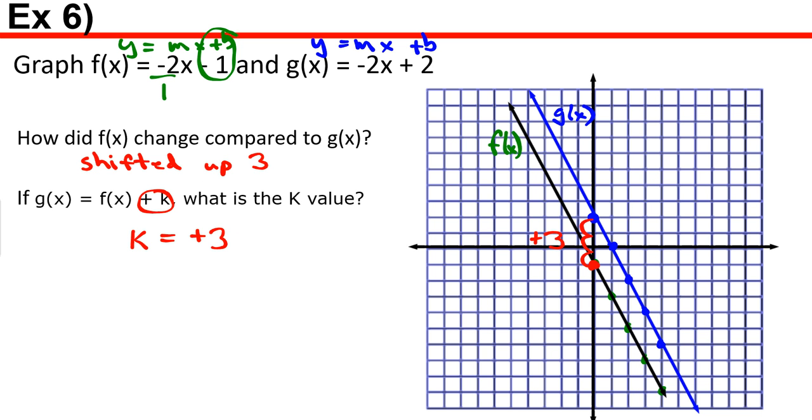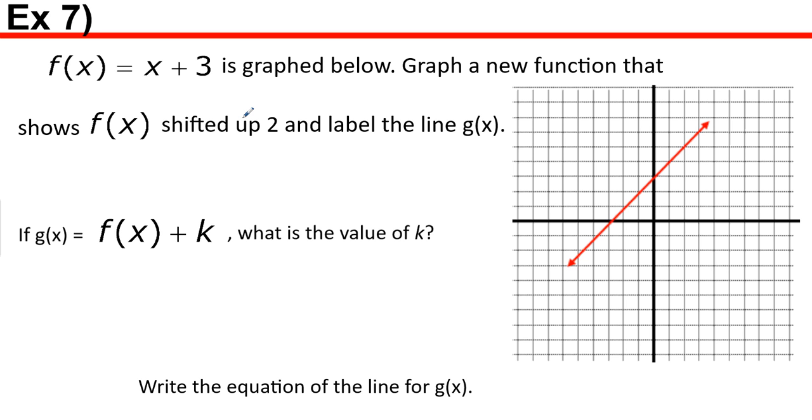Let's see another example. This one's a little bit different. This one, they give us a graph already done. So first off, f of x equals x plus 3 is graphed below. So what helps is let's actually call this f of x right now. They want us to, and this is what we have to do first, graph a new function so that f of x is shifted up 2 and label that g of x.